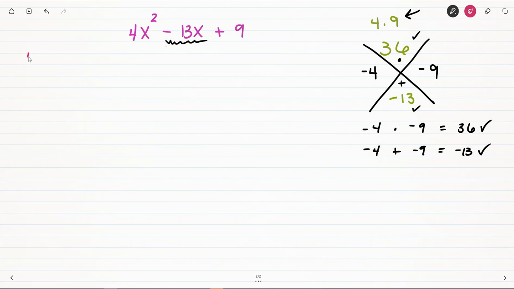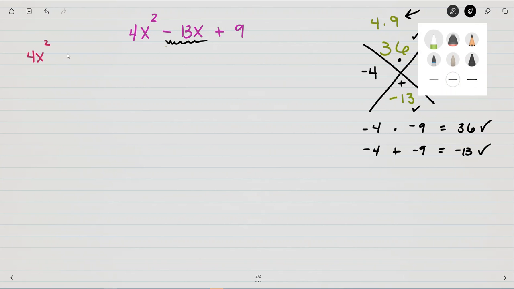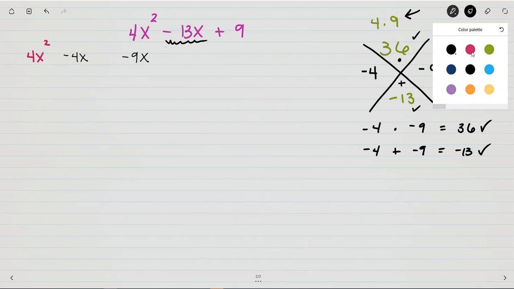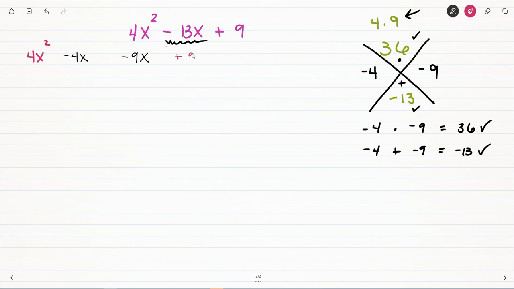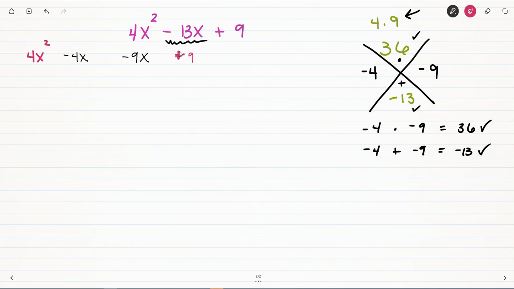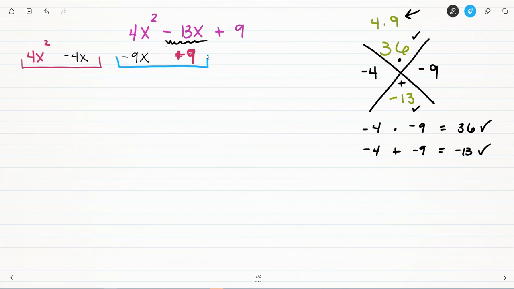So I'll take the 4x squared and keep it, but then I'm going to break the negative 13x into a negative 4x and a minus 9x, and then I'm going to keep the plus 9. Do you remember the next step? The next step is to group these together, and I can group the 4x squared and the negative 4x, and then I can group the negative 9x and the 9.